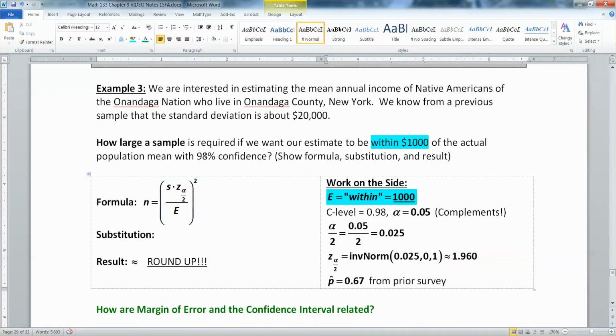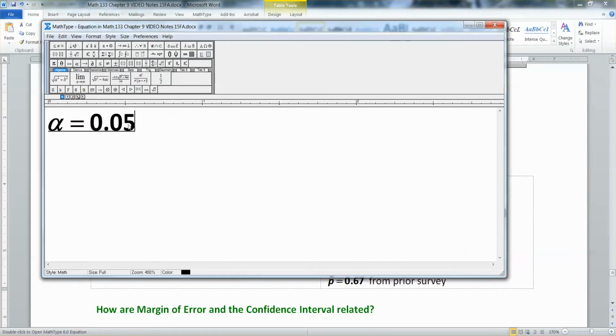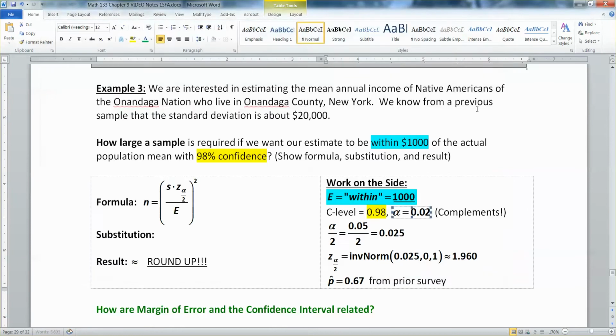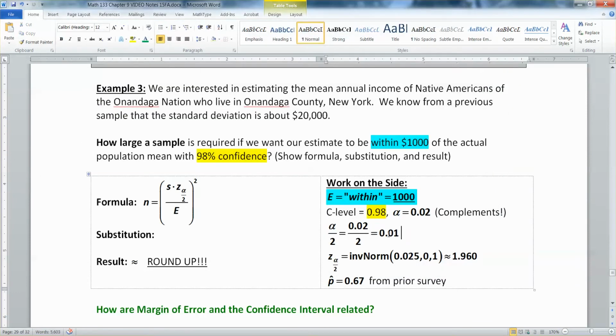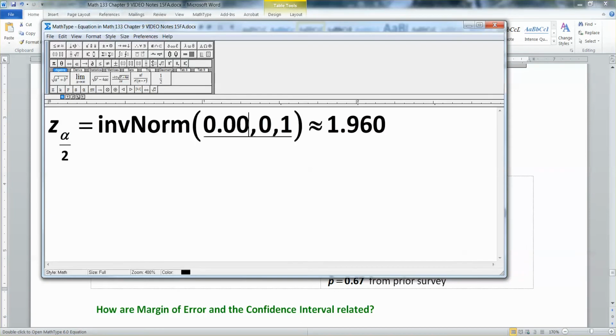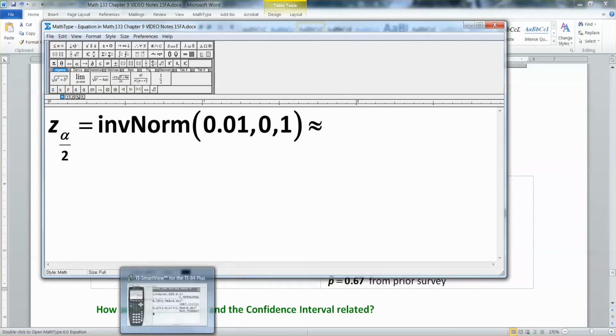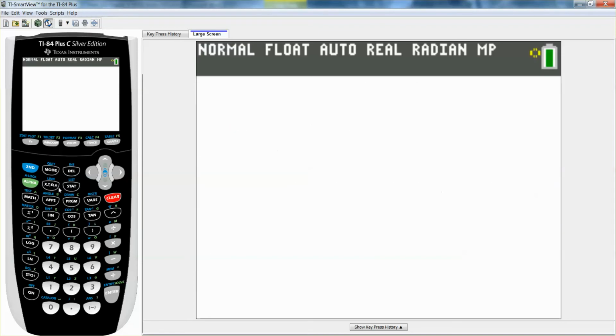Now our confidence level is 98%. It says it right here. Since the confidence level is 98, that means alpha is 0.02 because they're complements of each other. 0.02 divided by 2 would make 0.01. So we need 0.01 as our alpha over 2. Now to find the z-score, in order to substitute into this formula, I need inverse norm of 0.01, comma 0, comma 1, which I happen to know is 2.326, but that's okay, I'll find it.